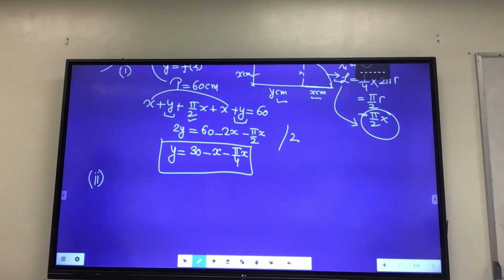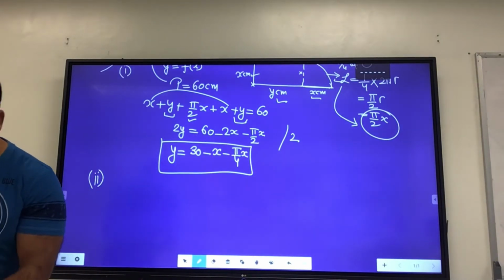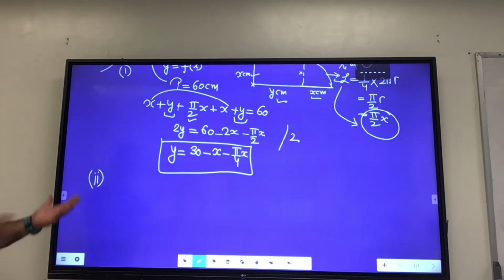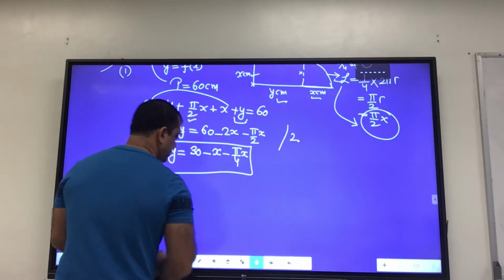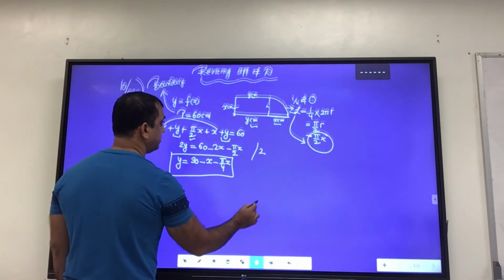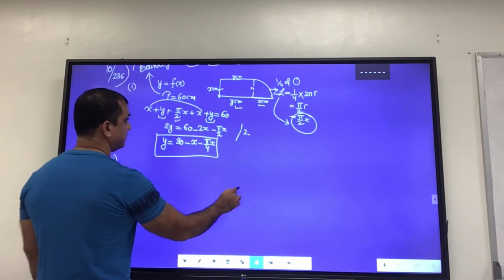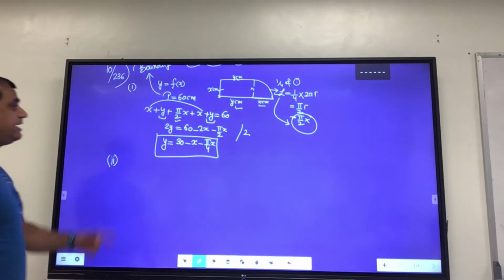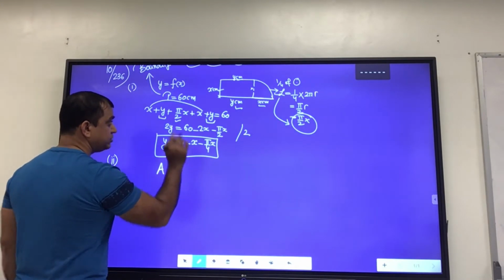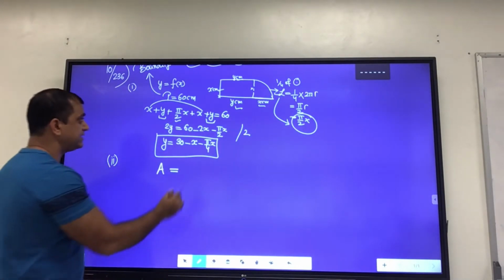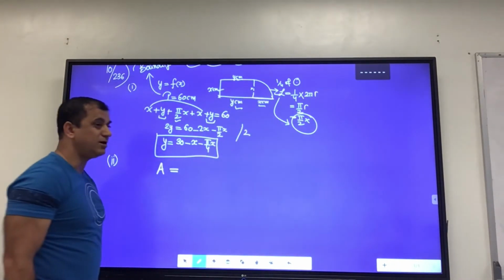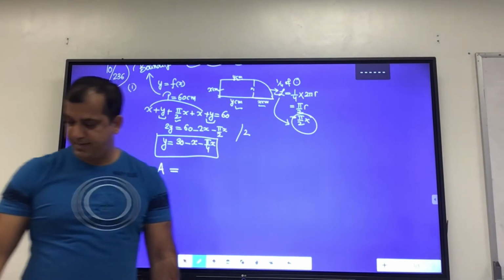So in the second part, he's asking to show that the area of the plate is 30x minus x squared. So we're going to show this area. So area, simple. Need to zoom out a little bit to see the diagram. Okay, guys. So what is the area of the shape? Now, calling the area A, there are two parts in this design. One is the rectangle, area of rectangle, plus area of the 1/4 of a circle. So that area is A.